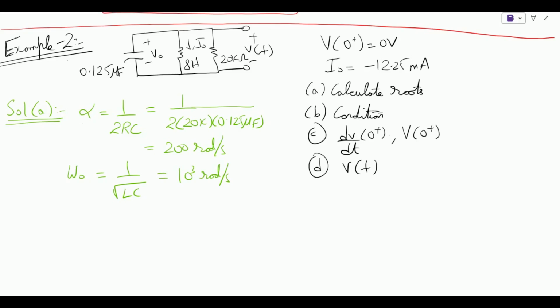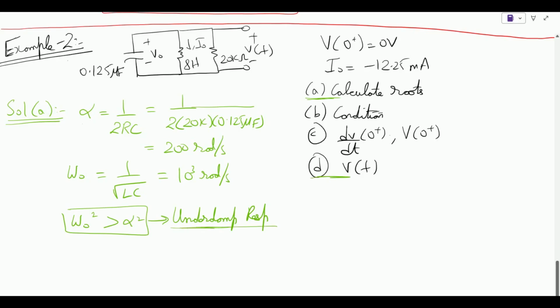When we compare these two values, we can see that omega naught squared is higher than alpha squared, and thus we can confirm that this circuit is behaving as an underdamped circuit, or the response of this circuit is underdamped. Once we know this, we can figure out how to find the roots and the associated voltage, since we know this is an underdamped response.